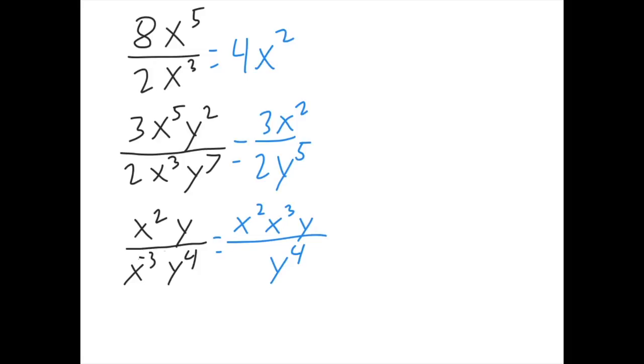Then we look: x squared times x to the 3rd will give us x to the 5th. And then y, which remember by itself we say there's a 1 there, so y to the 1st divided by y to the 4th. 1 minus 4 is a negative 3, so it goes on bottom. So y to the 3rd.